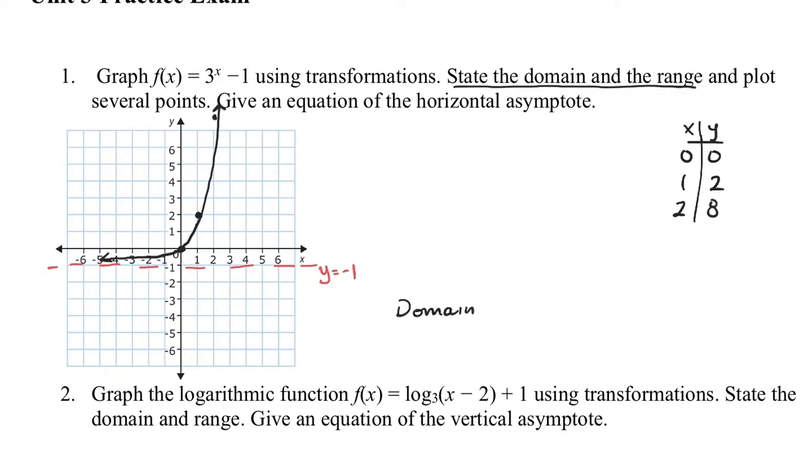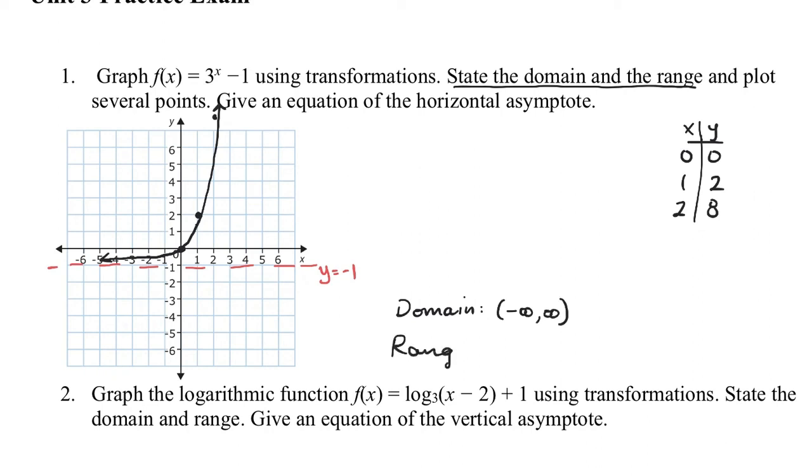The second part of this: state the domain and the range. Domain: as you can see, the graph reaches negative infinity to the left, and on the right is going to eventually reach positive infinity on the x-axis. So the domain is all real numbers, or negative infinity to positive infinity.